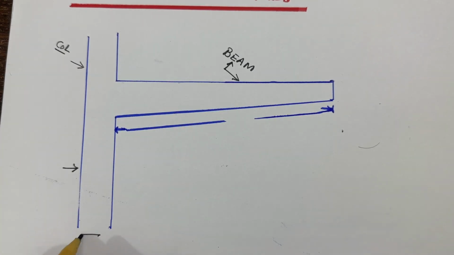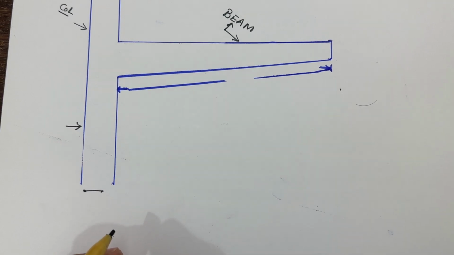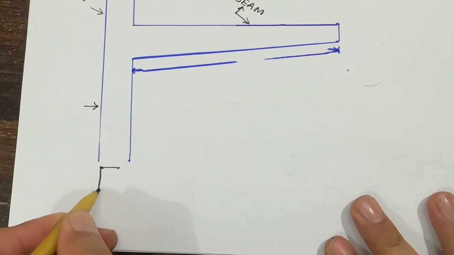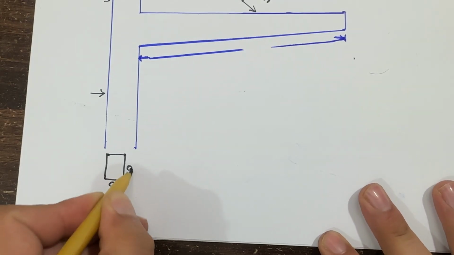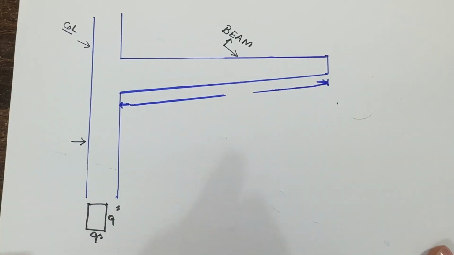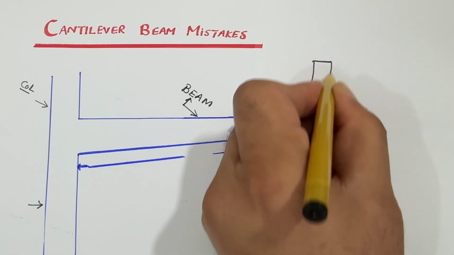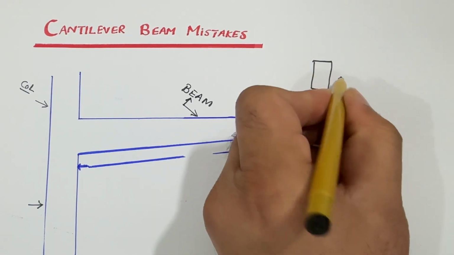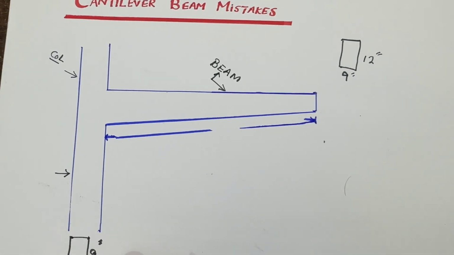Suppose the size of the column is, let me write here in detail, so let me focus the camera first. If the size is, for example, 9 by 9 inches, and the beam size is, for example, 9 by 12 inches, you will face more problems in this case. This is one of the big mistakes.